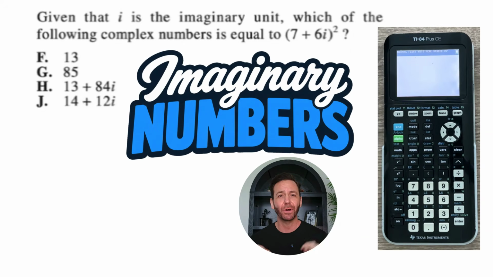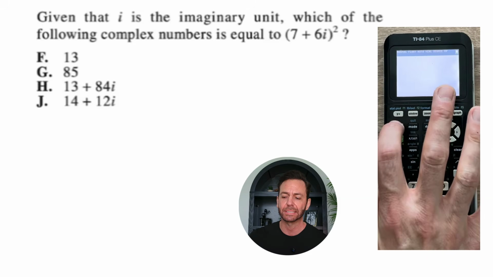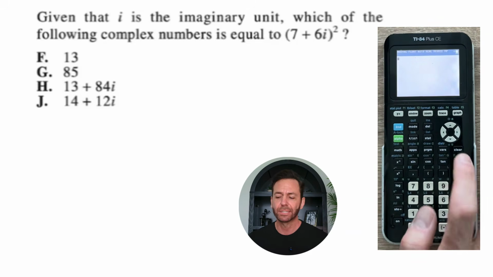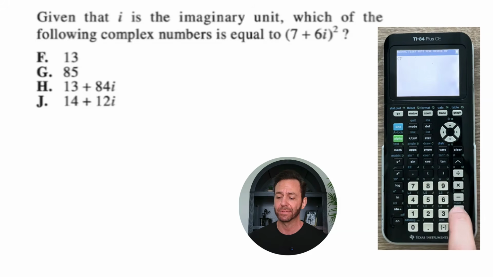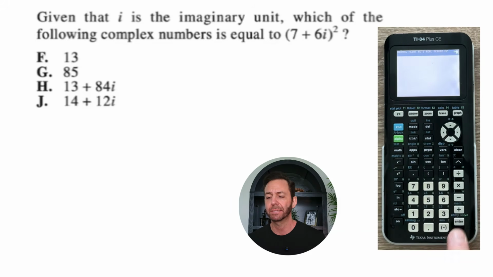Imaginary numbers come up on almost every ACT math section. On the new enhanced ACT, it's been on every single test. So here I'm told that i is the imaginary unit and I'm asked for 7 plus 6i squared. So the i button is right here above the decimal in blue. And since it's in blue, I just hit second decimal and I see that there's a lowercase i. So once I understand that, I can just straight up type 7 plus 6i squared, and immediately it tells me that it's 13 plus 84i.